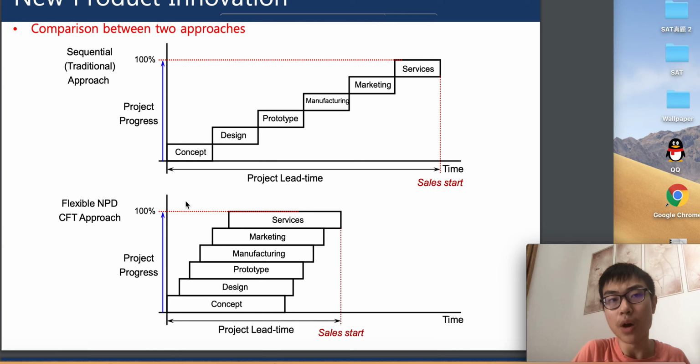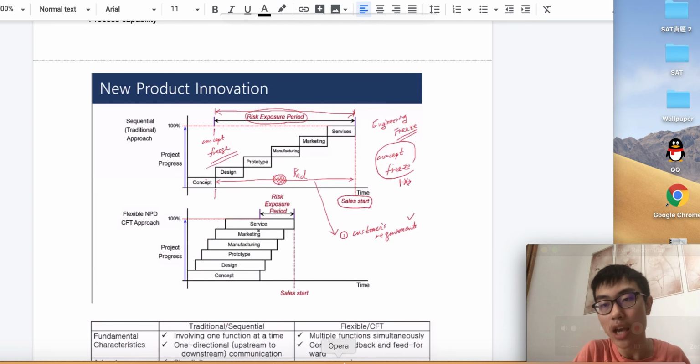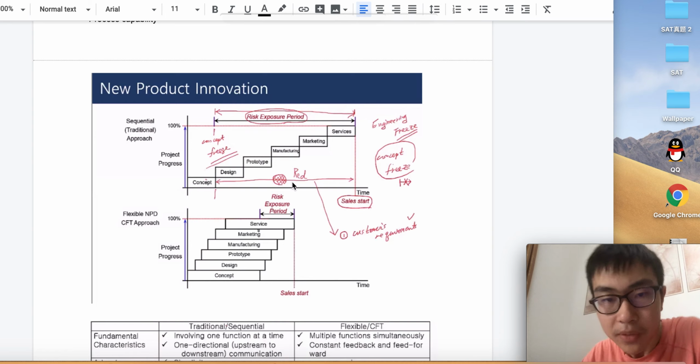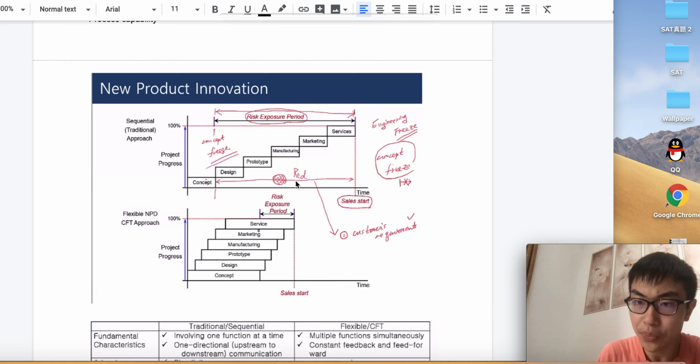So both of them have respective advantages and disadvantages. And now let's look at my document here. I made some annotations here for you guys. So now, what is the risk exposure period? This is really important. The risk exposure period is basically the potential risk that one can incur for the product.